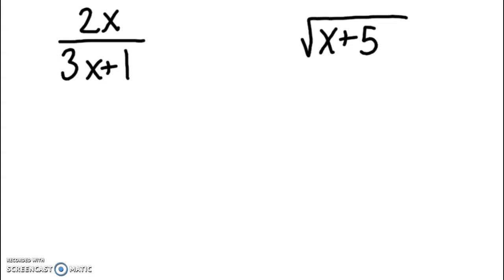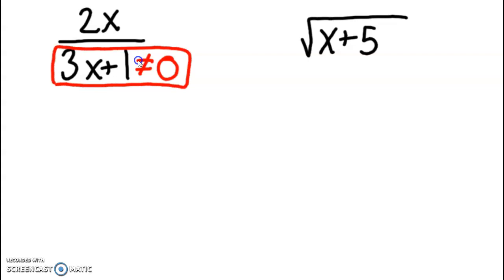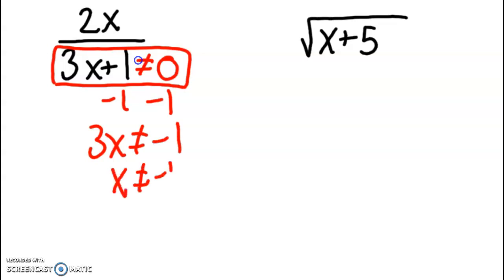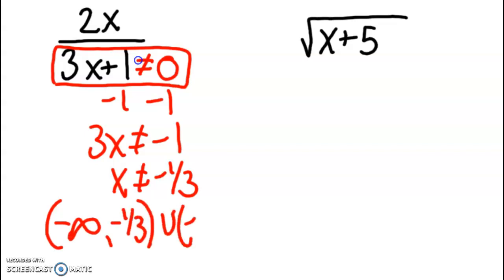So in this first problem here, I do not want the denominator to equal 0. So you're simply solving this new equation right here to find your domain. So you're going to subtract 1 and then divide by 3. So our domain is that x cannot equal negative 1/3. And we'll always write that in interval notation, negative infinity to negative 1/3, union negative 1/3 to infinity.